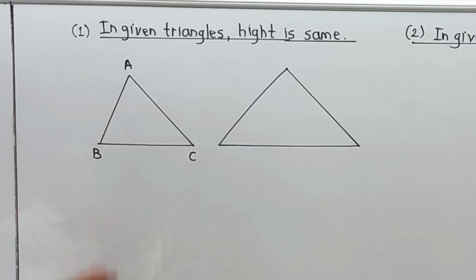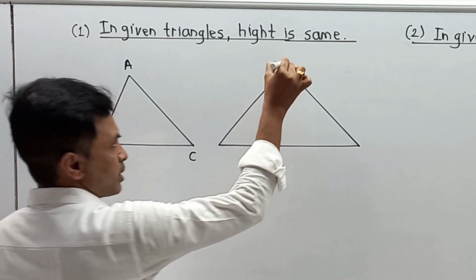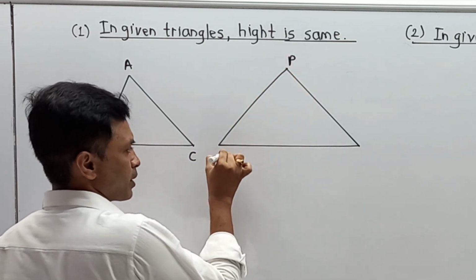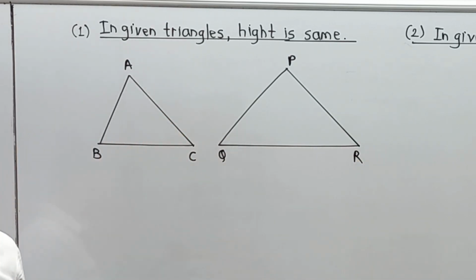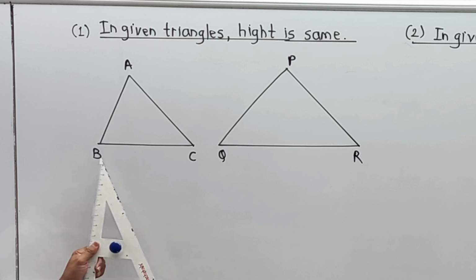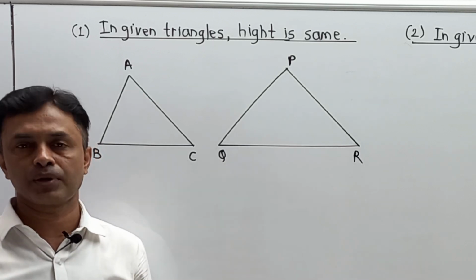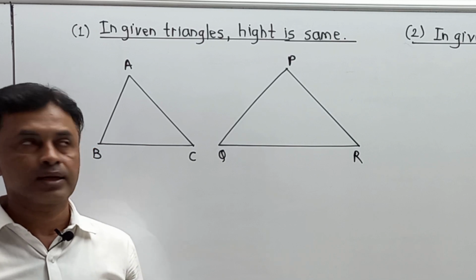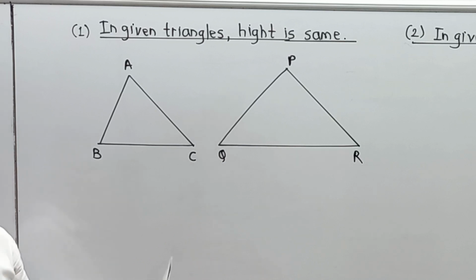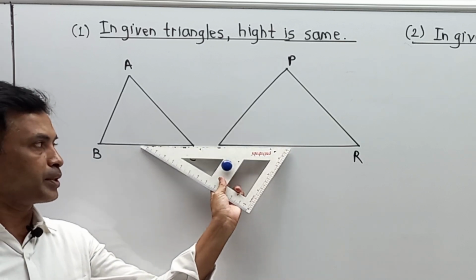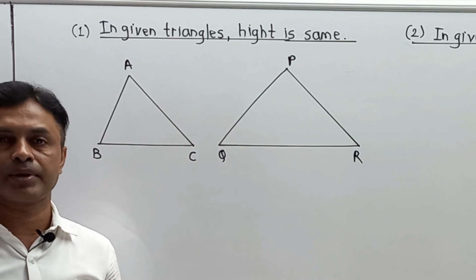Now definitely in triangle ABC, the base is BC, and in triangle PQR, QR is the base. From an observation point of view, you can easily say that base BC is somehow smaller and base QR is somehow larger in terms of length. Now I have done one thing over here. For both triangles I have kept equal height, means the gap between the base and the upper vertices I have maintained on the same line.